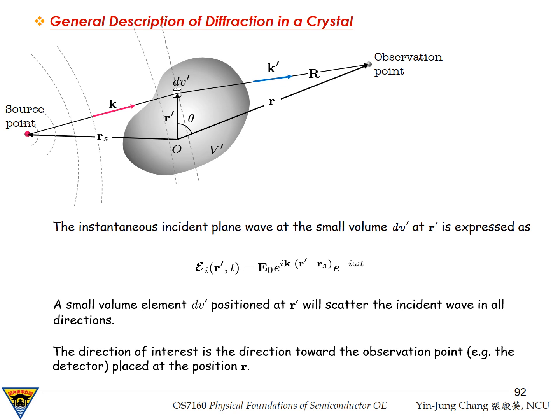The geometry of the scattering process is illustrated in the figure on this slide. The source point of the incident wave is assumed to be very far away from the crystal. The incident wave travels toward the crystal with a wave vector k, and we observe the scattered radiation at a detector located at position R, measured from the origin O. Because the detector is placed far away from the crystal, we call this the far field region.